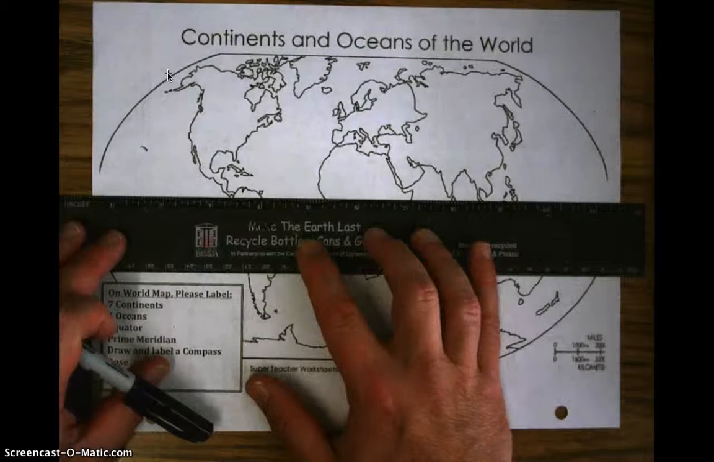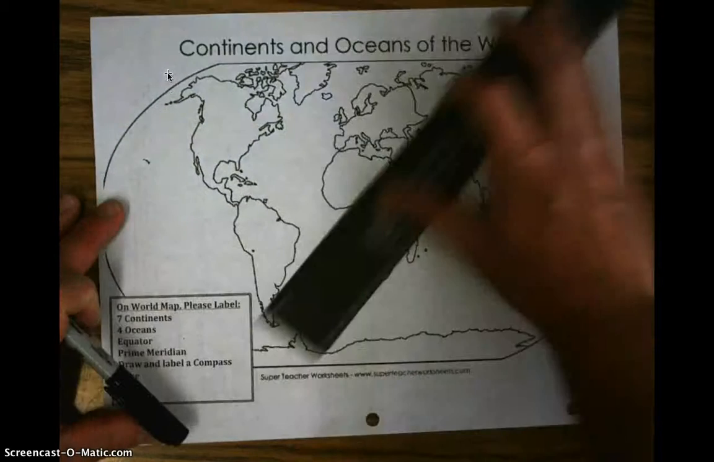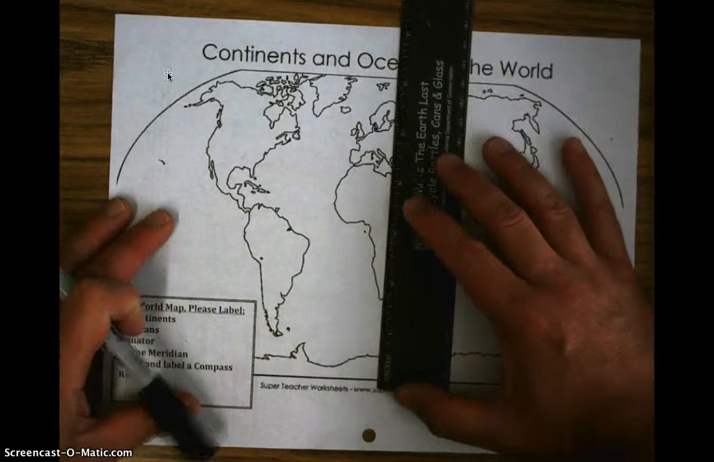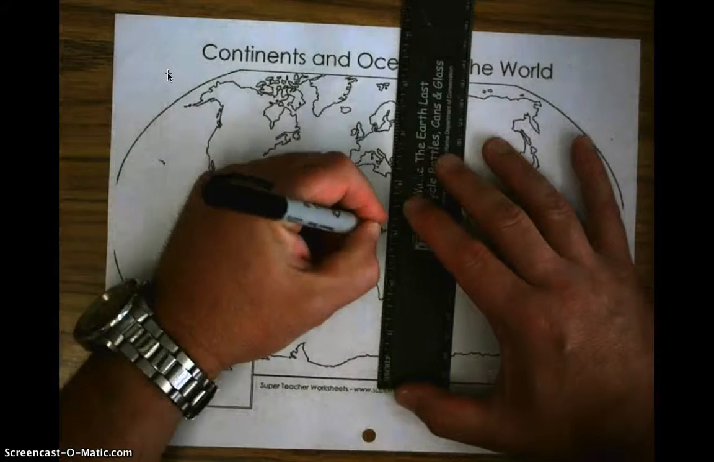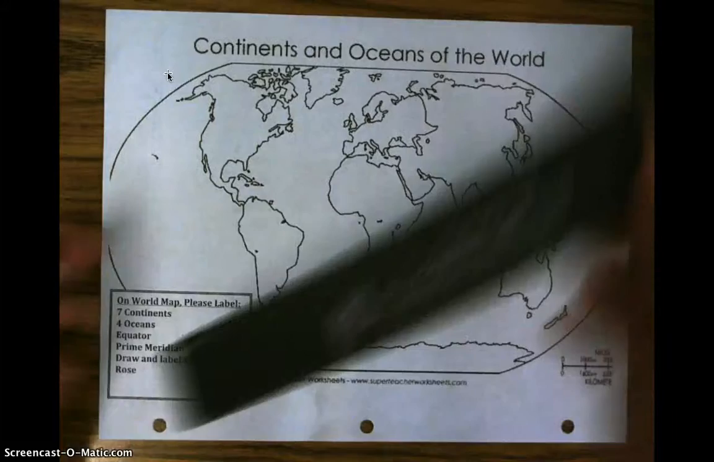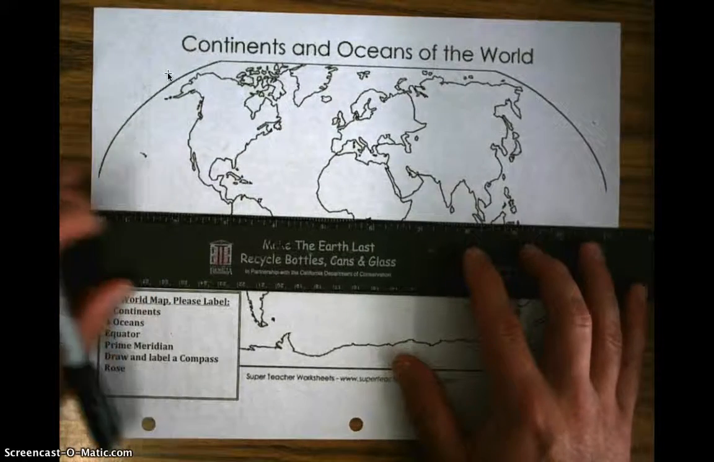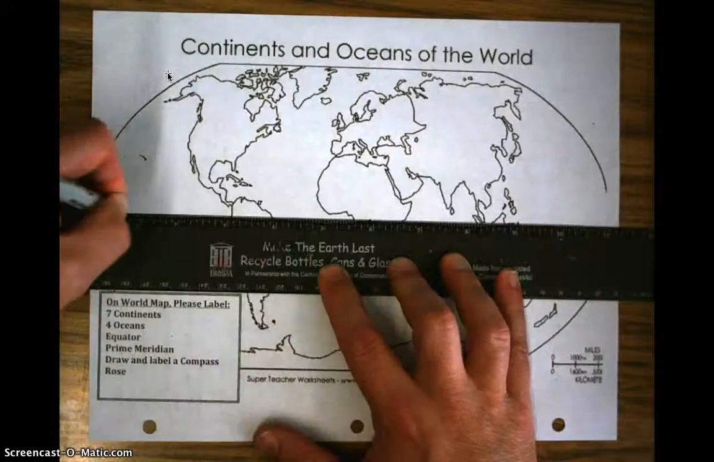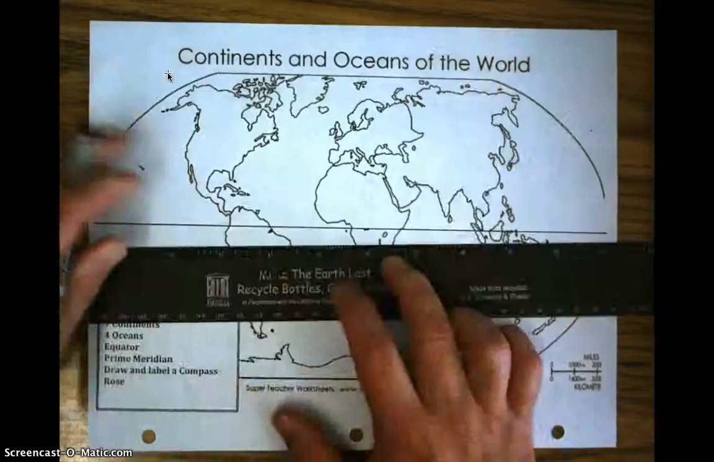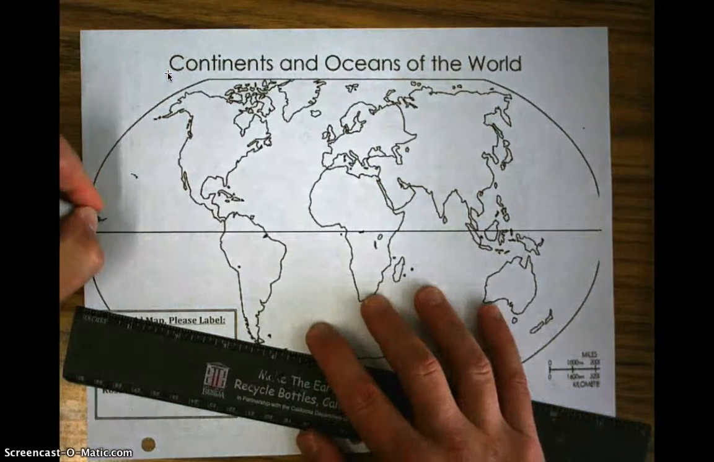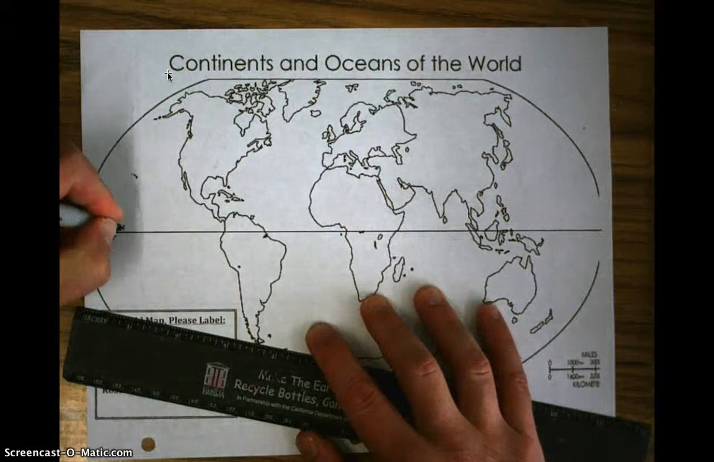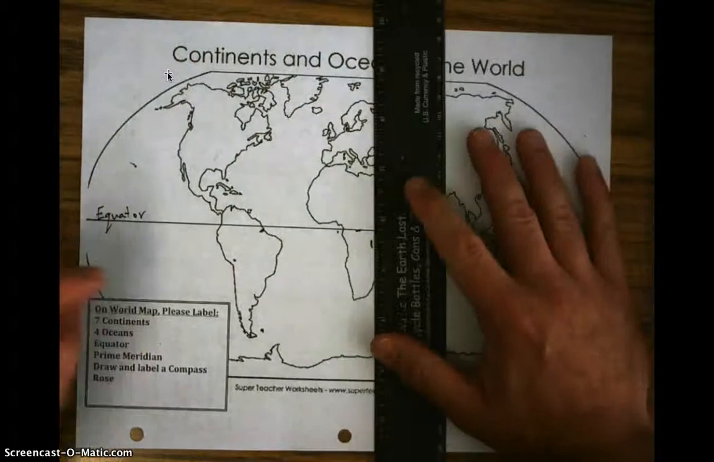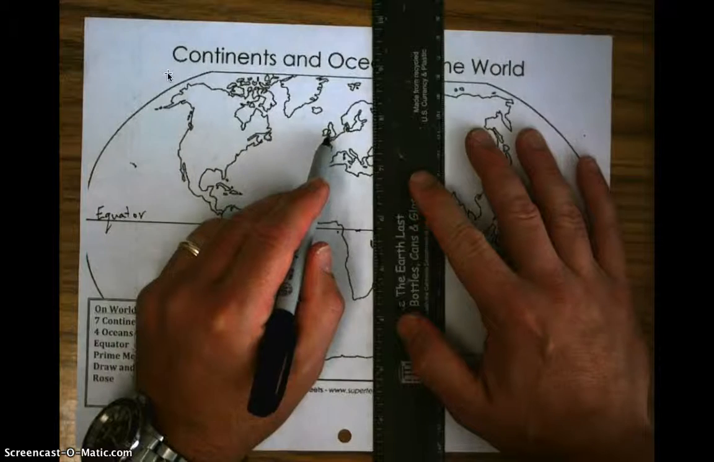It is right at the center, so if I wanted to be really precise, I could measure my map from top to bottom, which would end up right about there at 3 inches, and then draw a line straight across, and that is my equator. I'm going to draw it straight across, and I'm going to label it equator. E-Q-U-A-T-O-R.